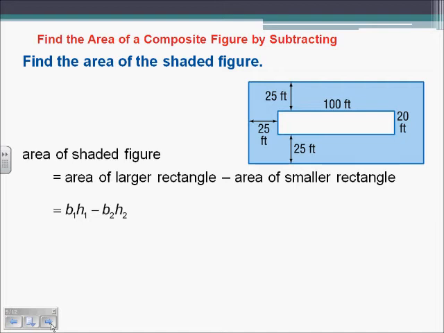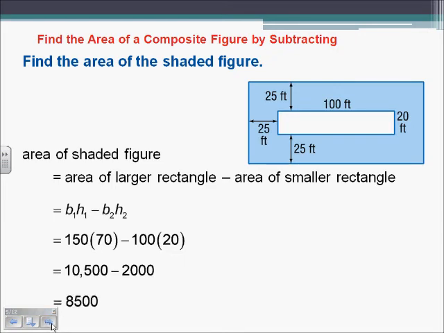We know the base of the big rectangle is going to be 150. We've got the 100 plus the 25 on each side of the little rectangle, which adds up to 150. To find the height, we've got 25 again on either side of the little rectangle, and the height of the little rectangle is 20. So the big one's height is going to be 70. We're going to subtract off the little rectangle, which is 100 times 20. So we're going to get 10,500 minus 2,000 for a total of 8,500 square feet.